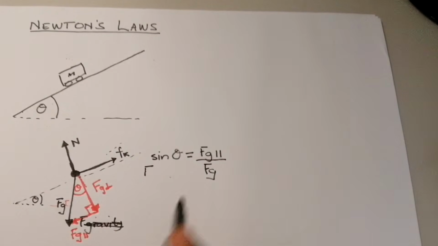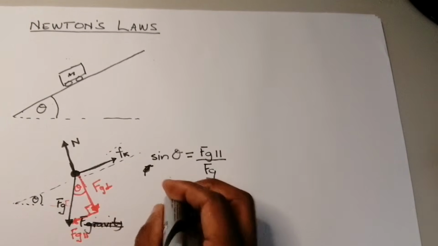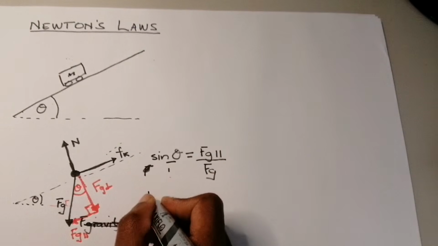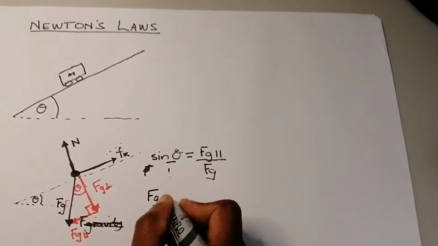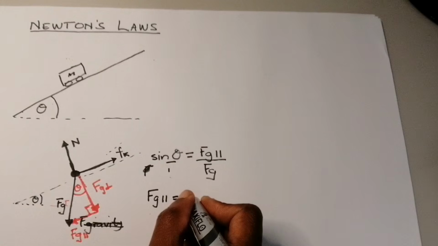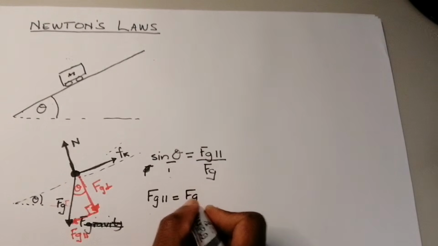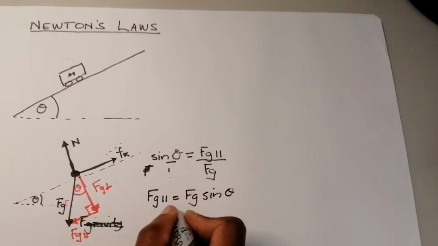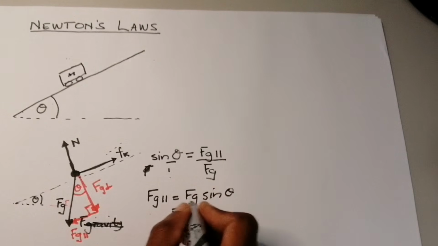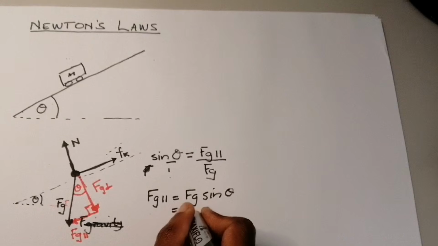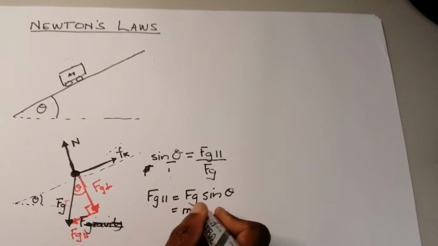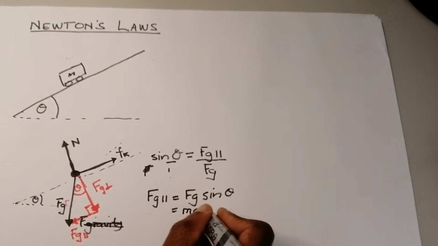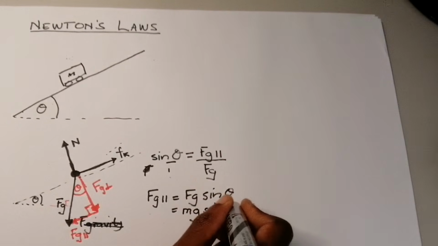Now, can I just remove this? So if I just cross multiply quickly, this will give me FG parallel will be equal to FG, the force of gravity, multiplied by the sine of theta. But you remember, how do you calculate FG? The force of gravity or the weight. It's mass times gravitational acceleration, so this would be mg, the sine of theta.